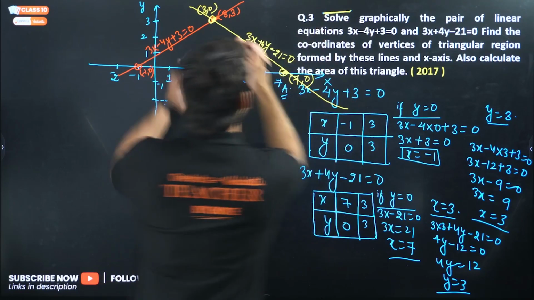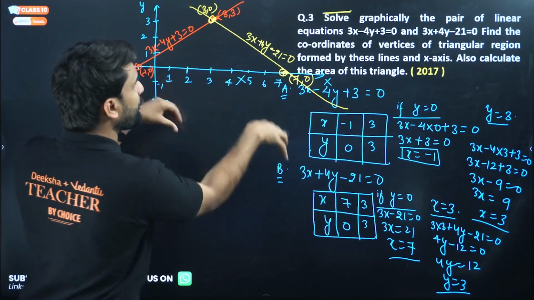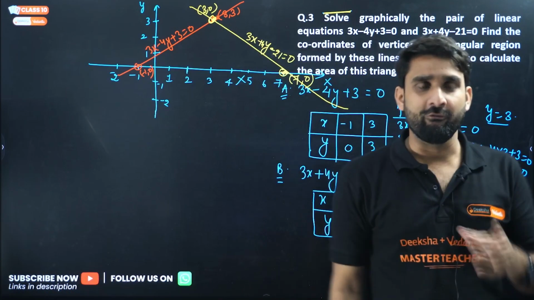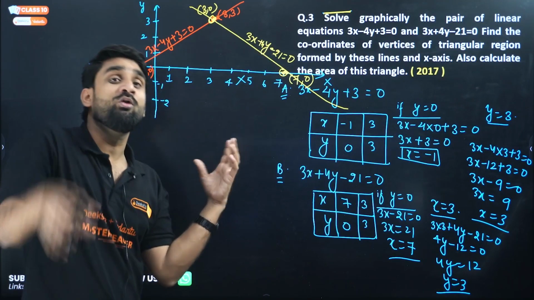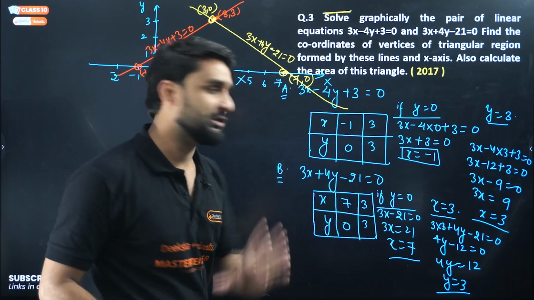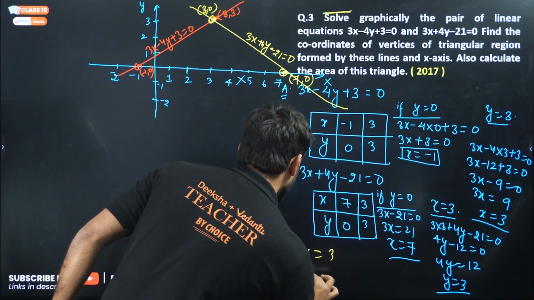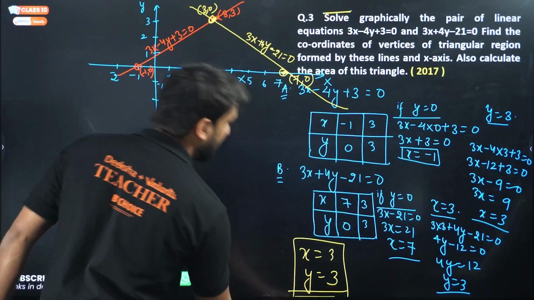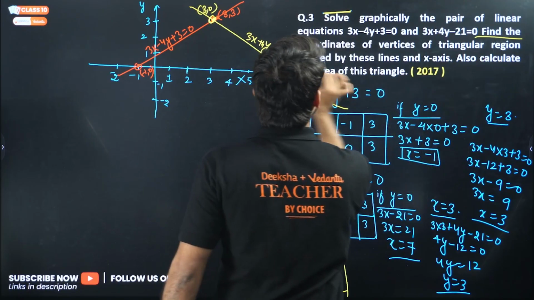Solve graphically. So we have found the point which is common in both lines. When we represent both the equations graphically, we get that there is one point which is common in both. So that common point will be the solution. So on solving, x equals to 3 and y equals to 3. This is the answer. This is the values. But here the second part in this question is we have to find the coordinates of vertices.